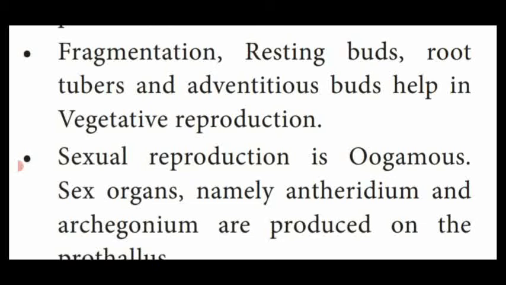Then, normally, the buds are produced in the stem region only. Other than the stem, the buds which are produced from the leafy region or the root region are known as adventitious buds. So, these buds also develop into a new individual. These are all the different methods of vegetative reproduction.